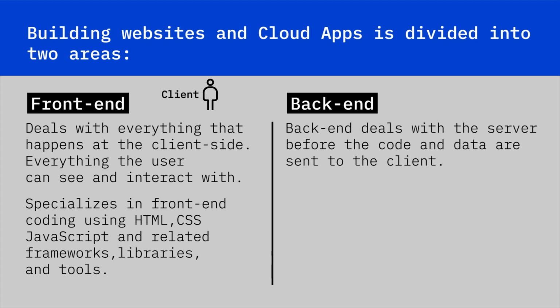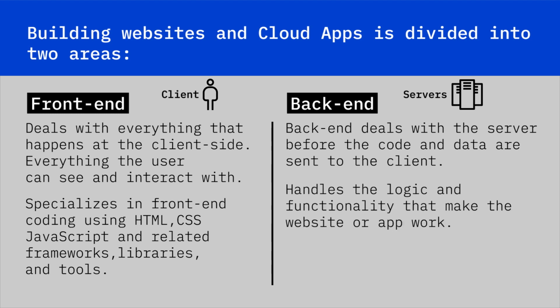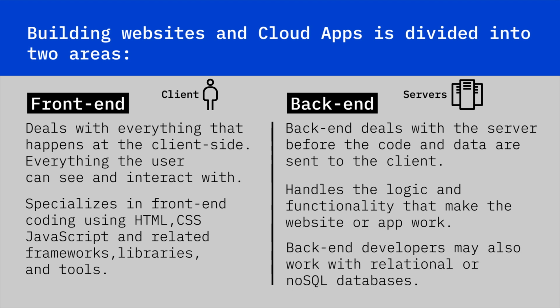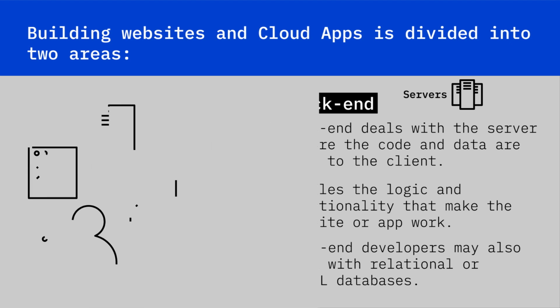The back end deals with everything that happens on the server before the code and data are sent to the client. The back-end coding usually handles the logic and functionality that make the website or app work, and the authentication processes that keep data secure. Back-end developers may also work with relational or NoSQL databases, even collaborating with database administrators in bigger projects.